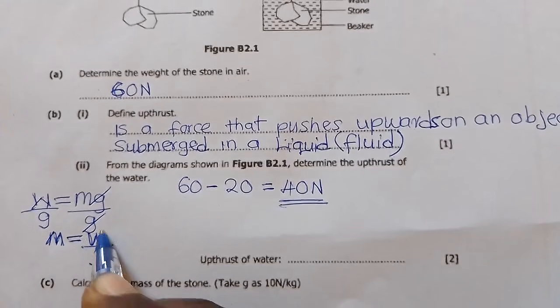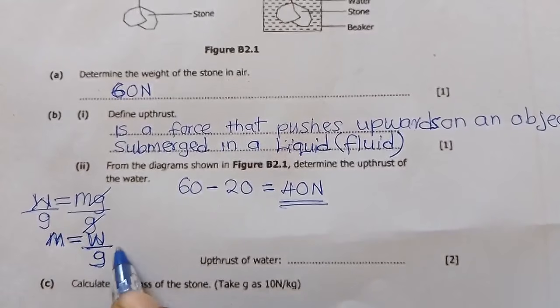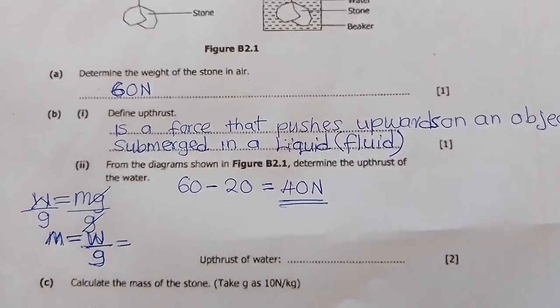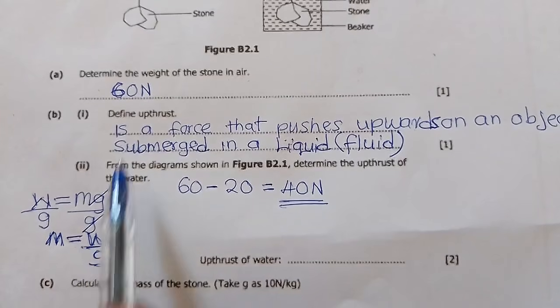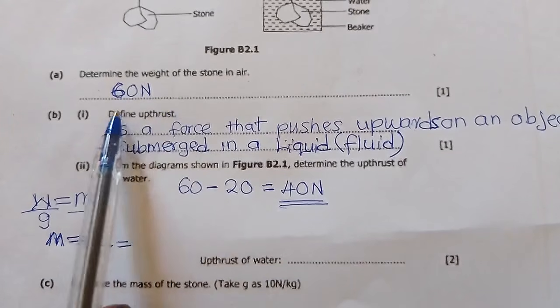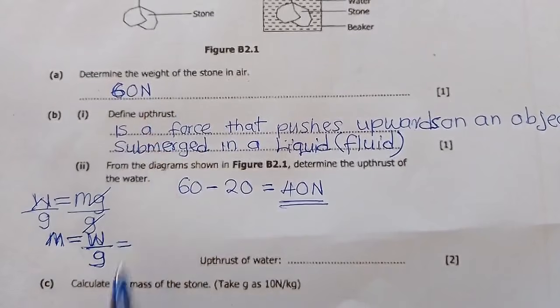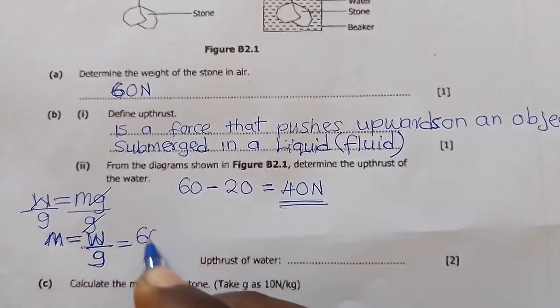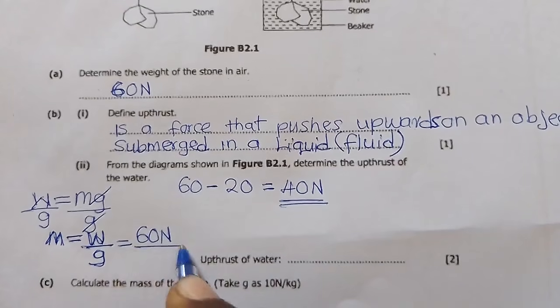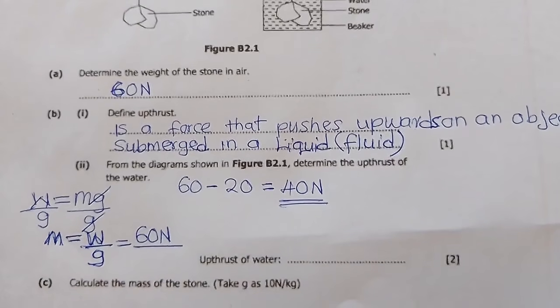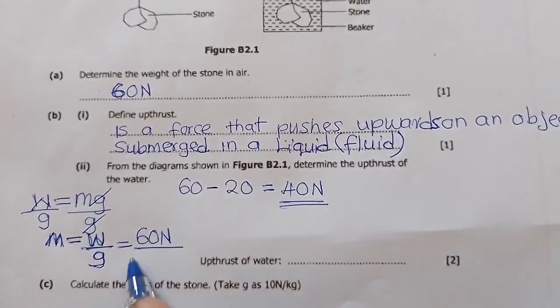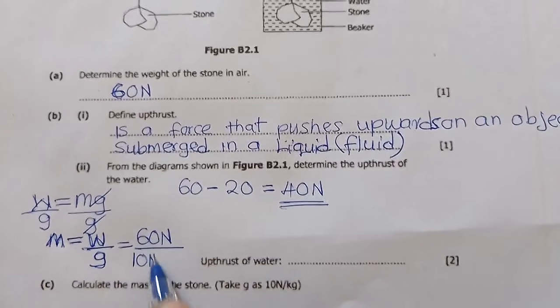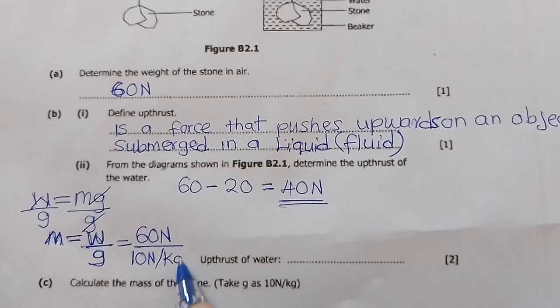So mass is equal to weight over gravity. What is my weight? What was the weight of the stone? It was 60, so I say 60 newtons over. What is the gravity? Gravity is 10, so 10 newtons per kg, like this.